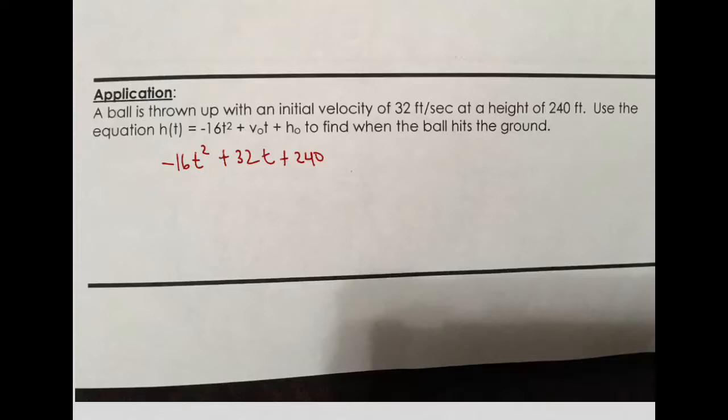The one part that you actually have to really think about is it wants us to find when the ball hits the ground. The height is going to be 0 when the ball hits the ground, right? That's the one thing you got to figure out. So it says a ball is thrown up, initial velocity is 32 feet per second at a height of 240 feet. You're using the equation there to find out when the ball hits the ground, and that height is 0. And so now we solve.